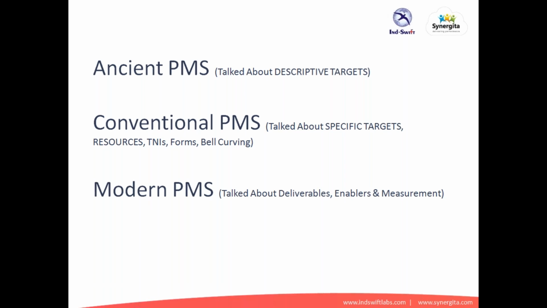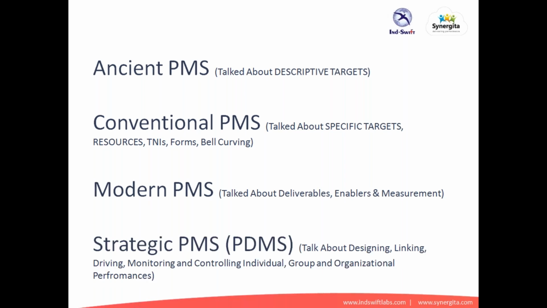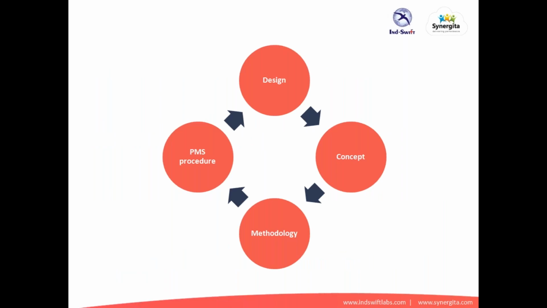And finally, these days, the performance management system, which covers all 4 aspects of design, concept, methodology, and PMS flow, is known as strategic PMS or PDMS. That talks about designing, linking, driving, monitoring, as well as controlling the individual, group, and organization's performance through one common tool of assessment. So it is addressing all the aspects through one common tool of assessment.